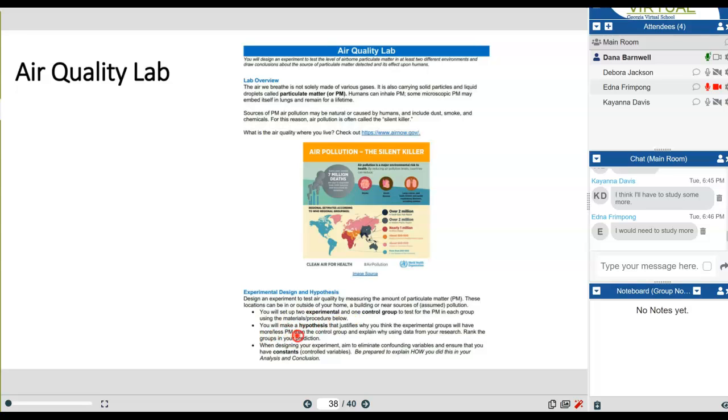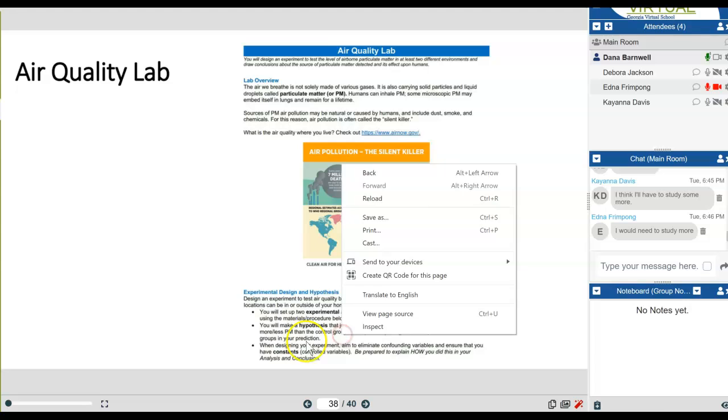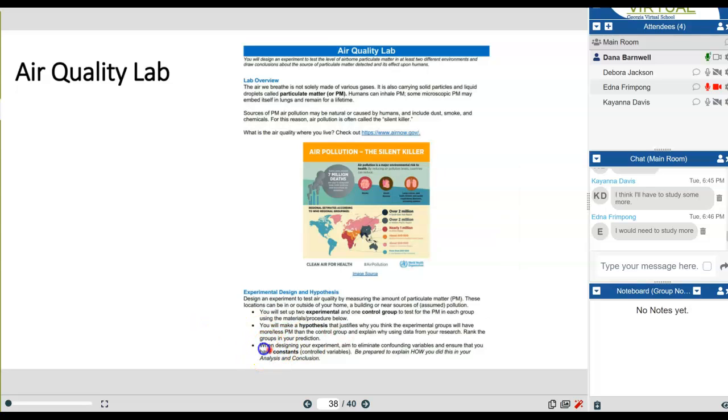You're going to make a hypothesis that justifies why you think the experimental groups will have more or less of the particulate matter than the control group. And you're going to want to focus on designing your experiment with the aim to eliminate as many of the different types of variables that can cause you problems. So you're really wanting to focus on your controlled variables.